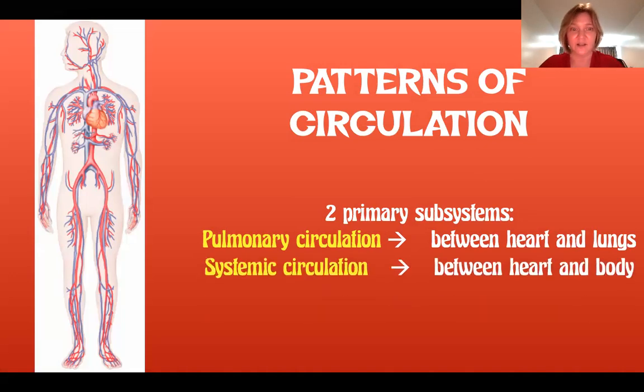And the other kind of circulation is systemic circulation. That's between the heart and the body. These are two completely separate loops of circulation, and they don't mix.